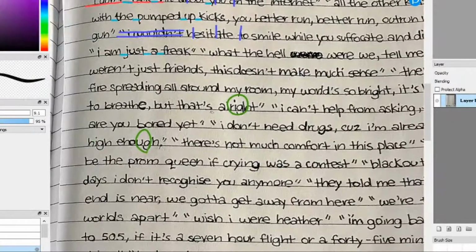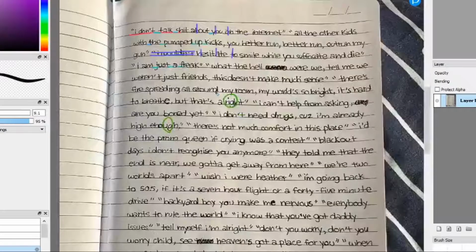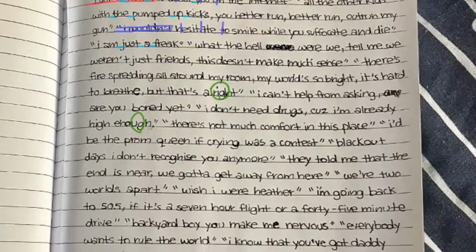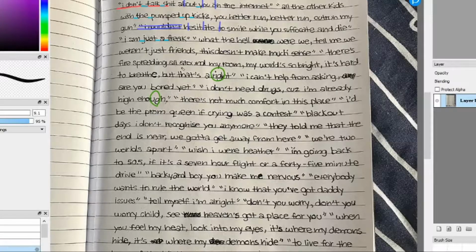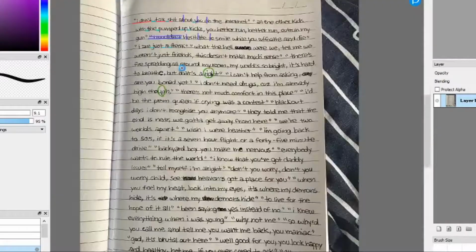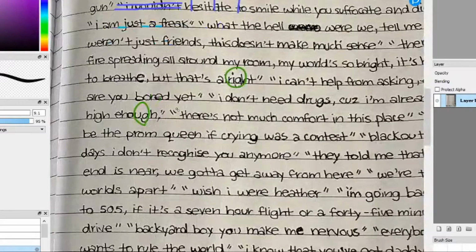Another trait is pretty clear here. As you can see, the page is pretty full and there's no space to write anything else, which indicates someone who is always in their head and can't stop thinking.